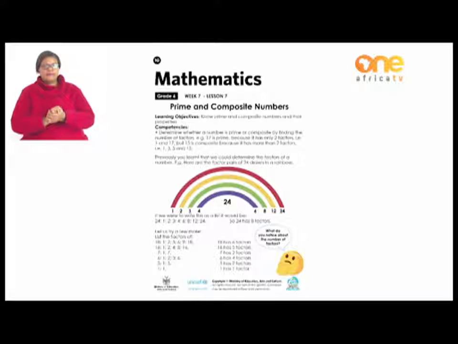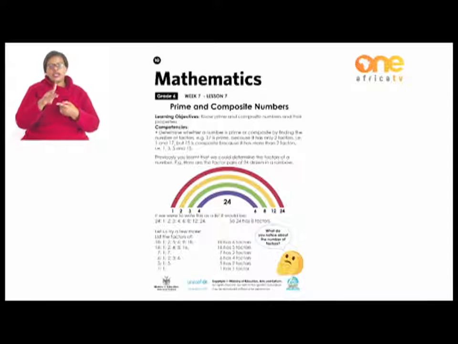So, to sum this up, 1 is not a prime number, nor is it a composite number. Right? A prime number must and only has 2 factors. All right? And then lastly, a composite number must have 3 or more factors. Are we together? Okay, let's get ready for our activity.